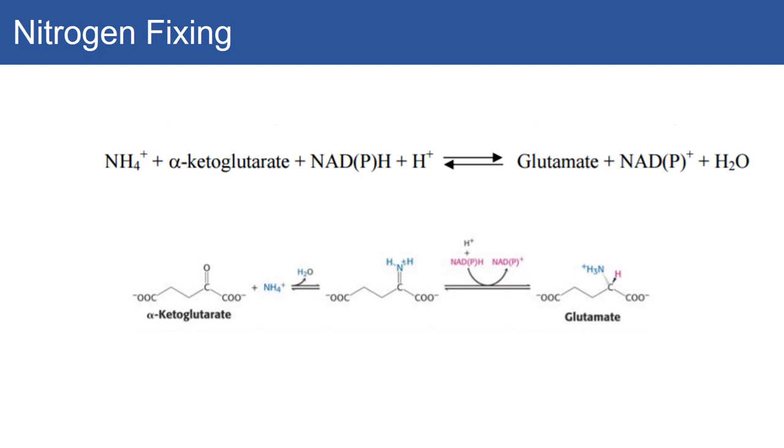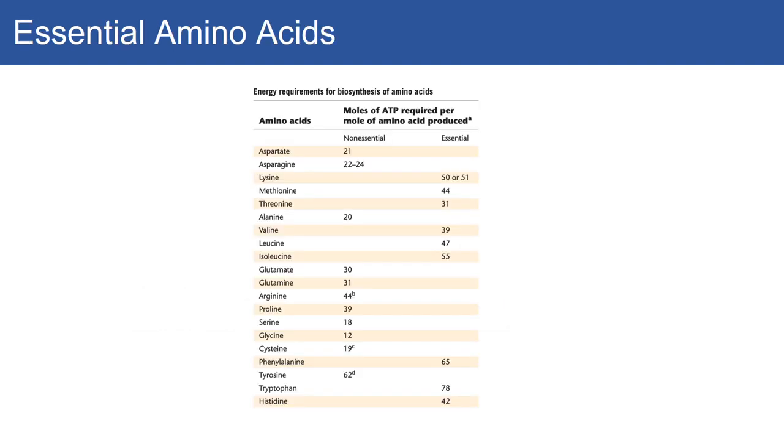That's where the nitrogen comes from. The nitrogen comes from glutamate, and glutamate is made from ammonia and alpha ketoglutarate put together. That'll provide the backbone for all of amino acid generation.